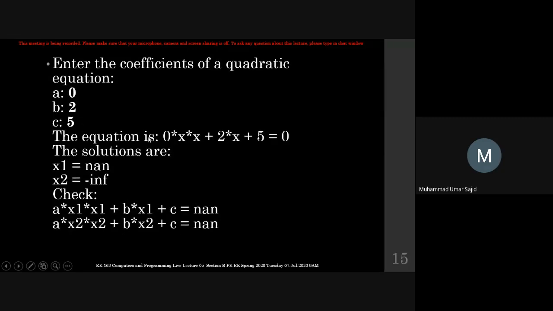Here it says enter the coefficient 0 to 5. It says the solutions are not a number, meaning complex, and x2 means minus infinity. So obviously there is some divide by 0 problem over here. Not so sure what that is. You might want to do it yourself.